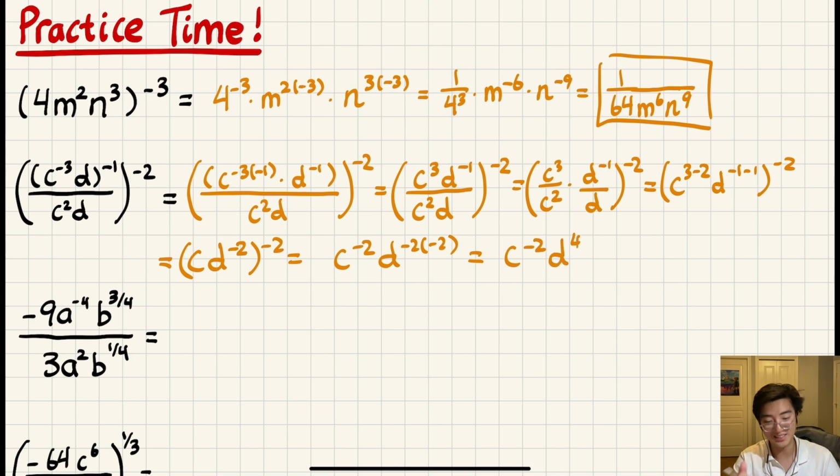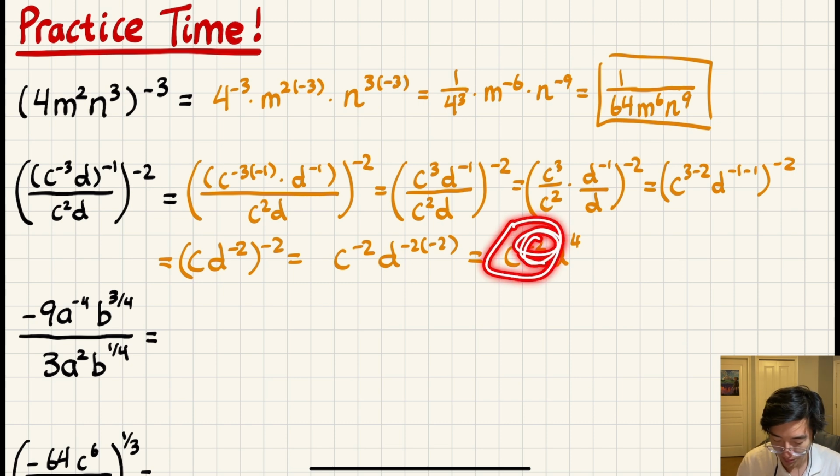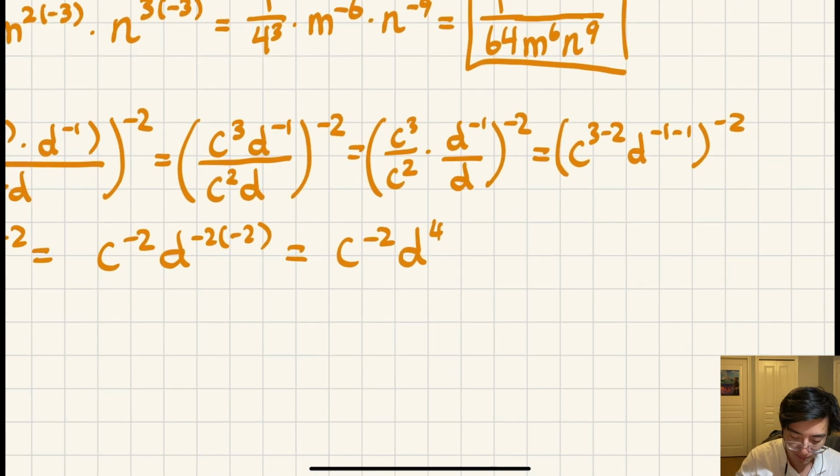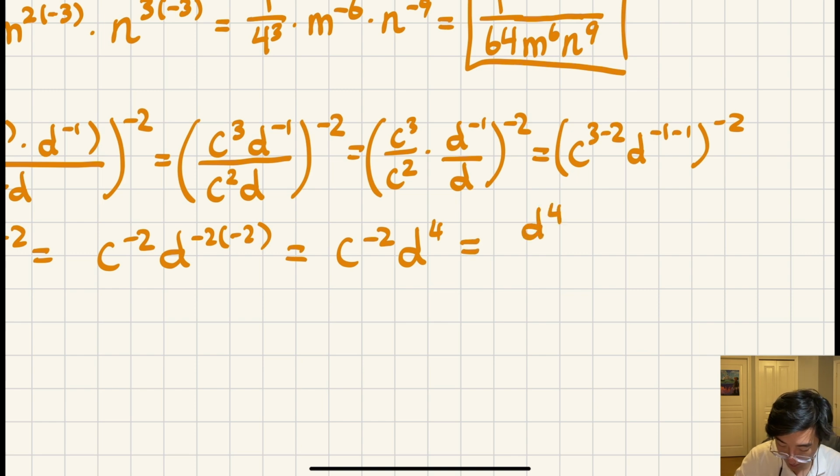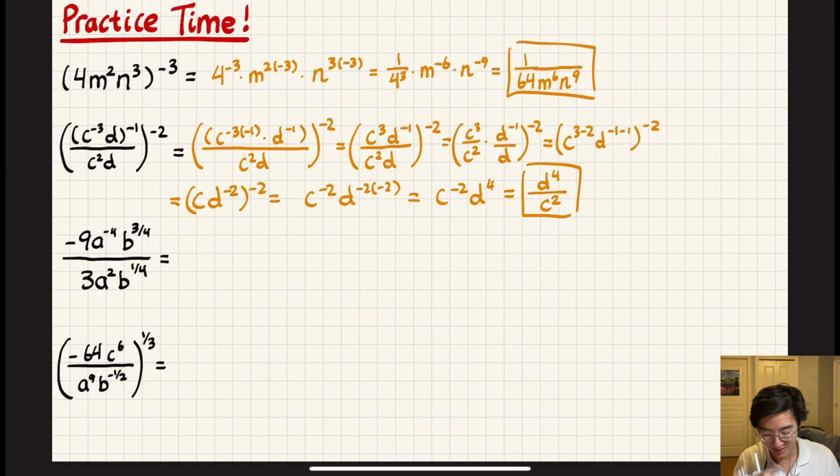Okay, lastly, this guess is correct, but we do not like this negative 2 here. We will flip, or we get rid of the negative exponent by flipping it. So we have d to the power of 4 over c to the power of 2. Voila, there we go. Another daunting looking big fraction just reduced to just d to the power of 4 over c squared.